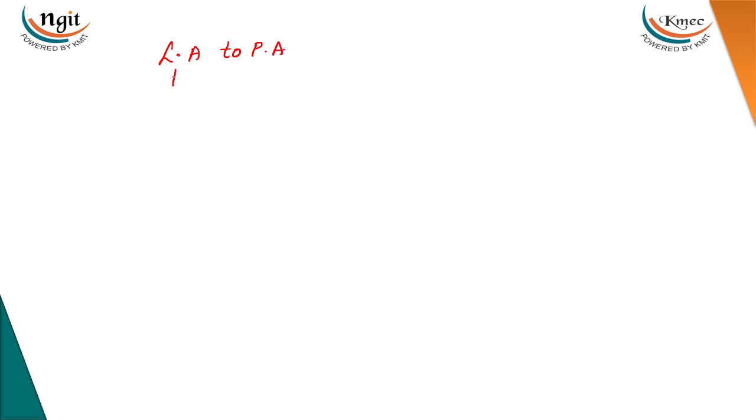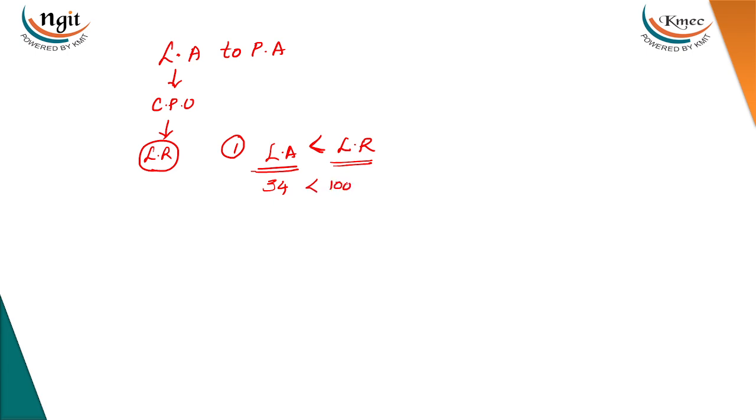So who actually generates the logical address? The CPU. Based on which register value? The limit register value. Once the CPU generates the logical address, this logical address value must be less than the limit register value. Condition 1: whatever address is generated by the CPU must be less than the limit register value. So what is the value? 34. Is 34 less than 100? Yes, the first condition is satisfied.